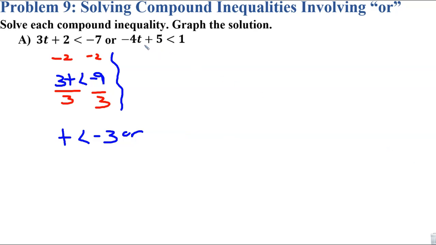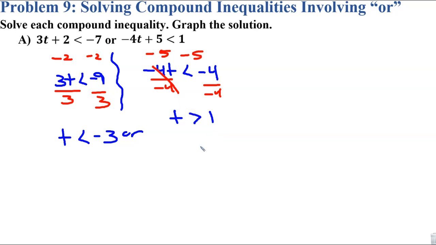Same idea, we want to get the t by itself in this inequality. Again, I'll subtract 5 on both sides. That'll leave me with a -4t is less than -4. I can then divide both sides by -4. It's going to cancel the -4s on the left, and reduce this down to 1 on the right. And remember, once again, anytime I divide by a negative, I need to flip the inequality sign. So we could say t is greater than 1 for that part of the solution.